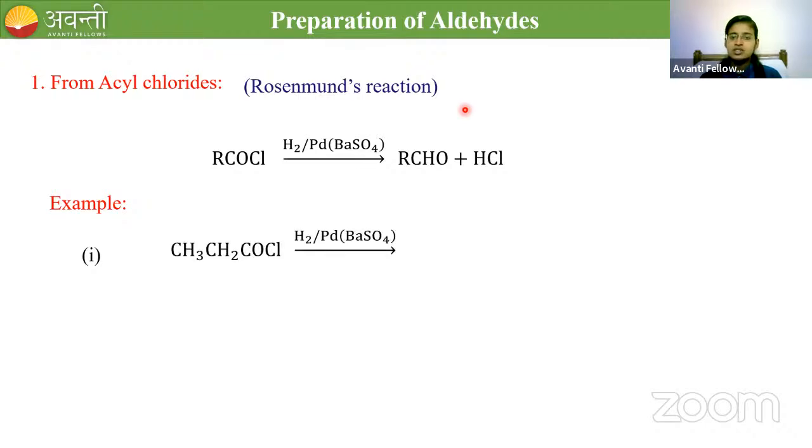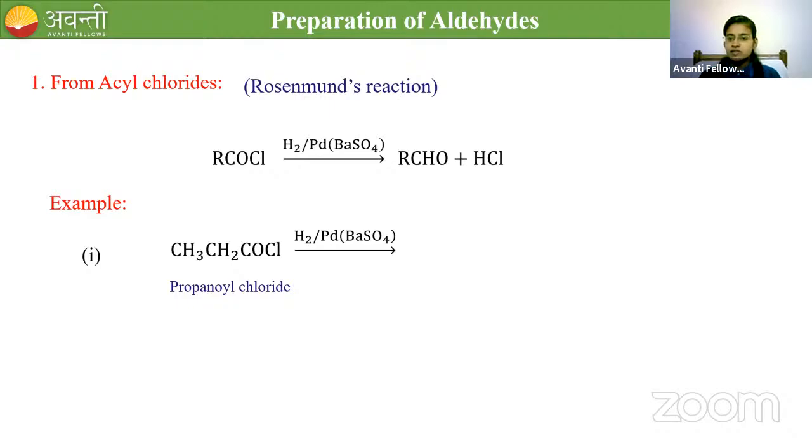CH3CH2COCl in presence of Rosenmund's reagent, what will be the product? The name of the reactant is propanoyl chloride because we have 3 carbons, 1, 2, 3. So what is the name of the product that you will get from this reaction? Can anyone give a try? You can give me the name or the formula of the product.